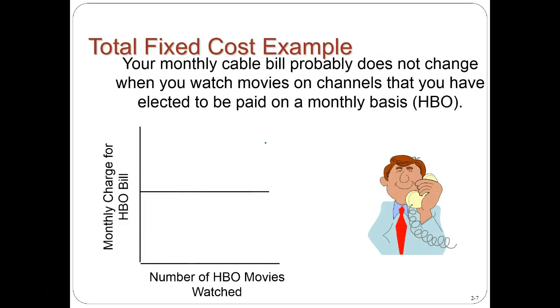If we contrast that with fixed costs, your monthly cable bill probably does not change when you watch movies on channels that you have elected to pay for. If you're watching on an HBO channel, then you can watch as many movies as you want. You can stay home all day long and watch movies, and your HBO bill would remain constant. Whatever your monthly cost is would remain the same no matter the number of movies that you watched. So we're comparing that to the first graph we looked at for variable costs.